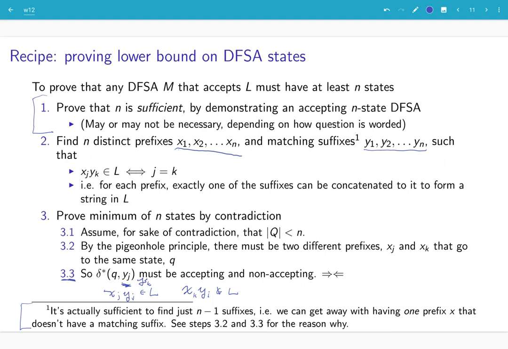So it's enough that at least one of my x sub j and my x sub k has a corresponding suffix. So if every single prefix except for one has a corresponding suffix, then for any pair of prefixes, at least one out of the pair will have a corresponding suffix. This is a pretty minor detail, but it will actually come up in this next example.